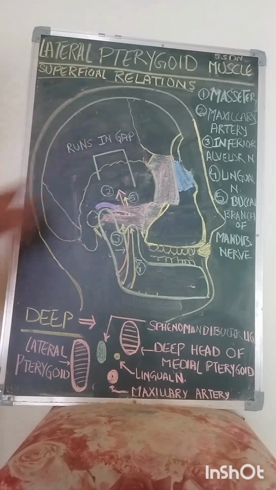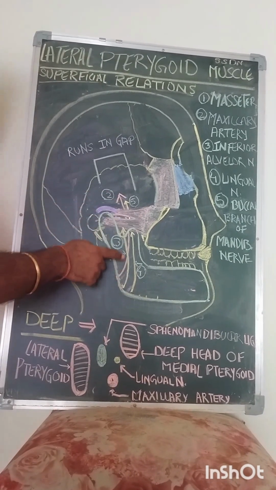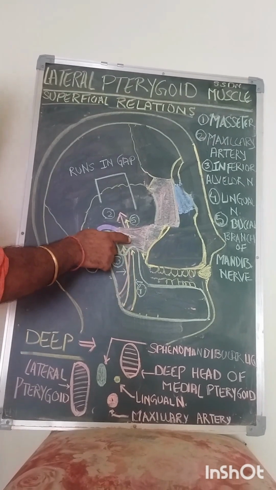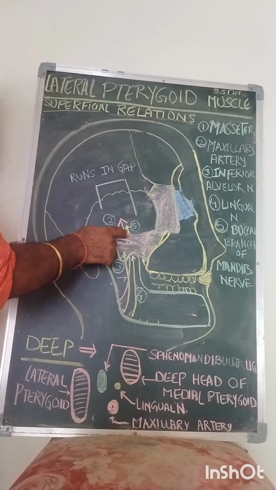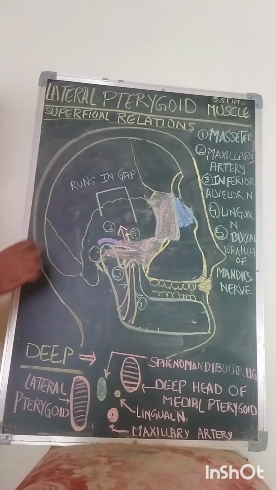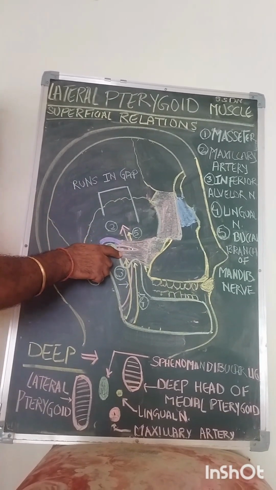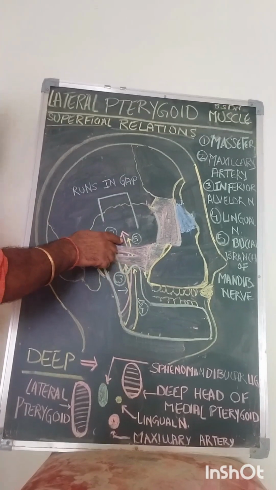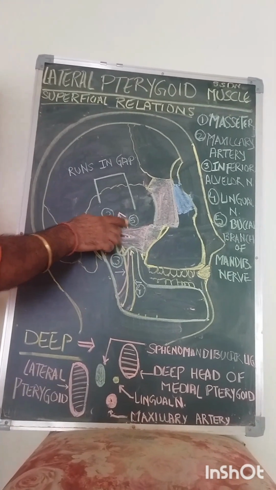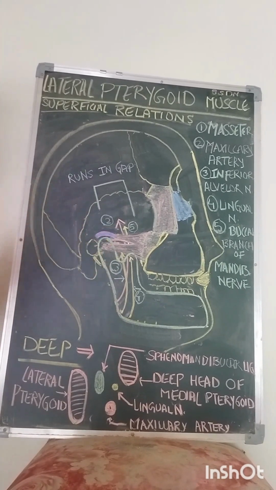Number 1 is masseter muscle. Number 2 is maxillary artery. Number 3 is inferior alveolar nerve. Number 4th is lingual nerve, and number 5th is buccal branch of mandibular nerve. In viva, there is a question that which structures pass through the gap of upper belly and lower belly of lateral pterygoid. We have 2 structures. Number 1 is maxillary artery, and number 2 is buccal branch of mandibular nerve. These 2 structures pass between the gap of upper and lower belly of lateral pterygoid.